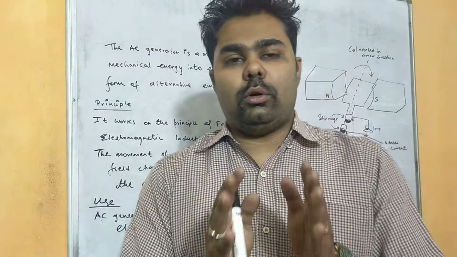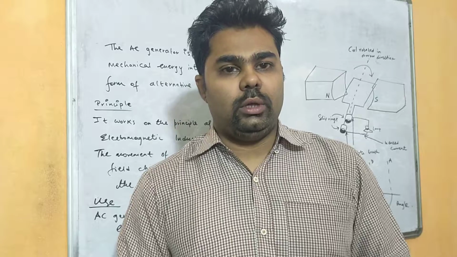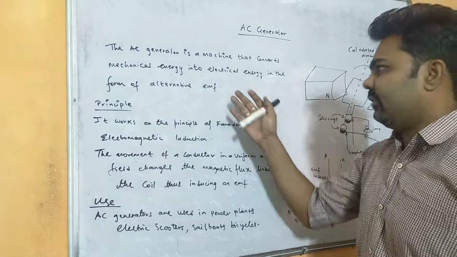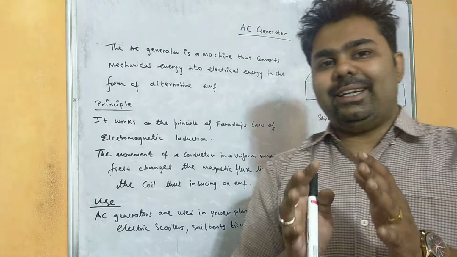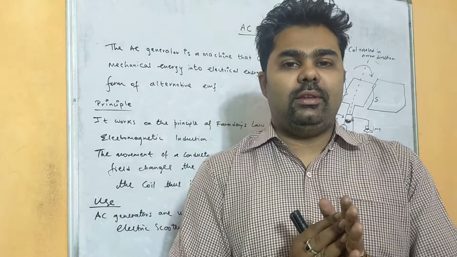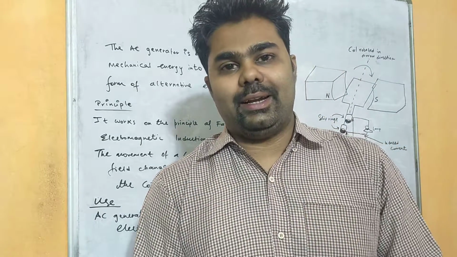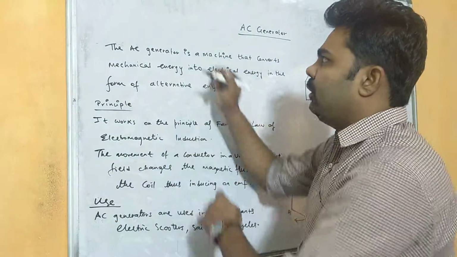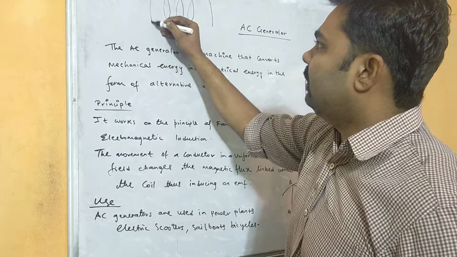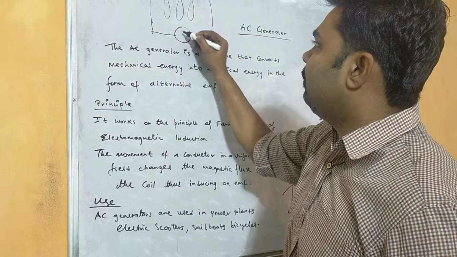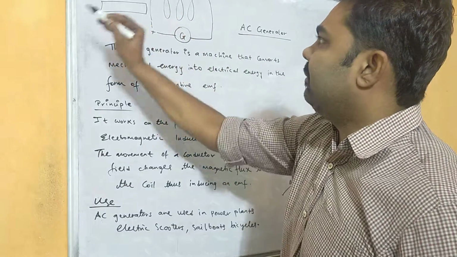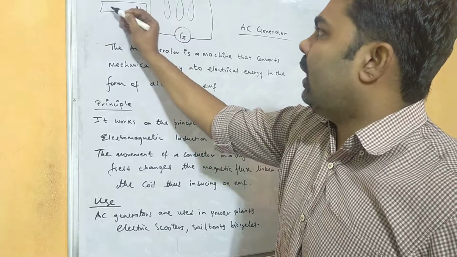The principle on which the AC generator is based is electromagnetic induction, that is Faraday's law of electromagnetic induction. What does this mean? If we change the motion of a magnet, let me give a small example. Let us consider this is a coil, connected with a galvanometer, and I have taken one magnet here, with north pole and south pole.